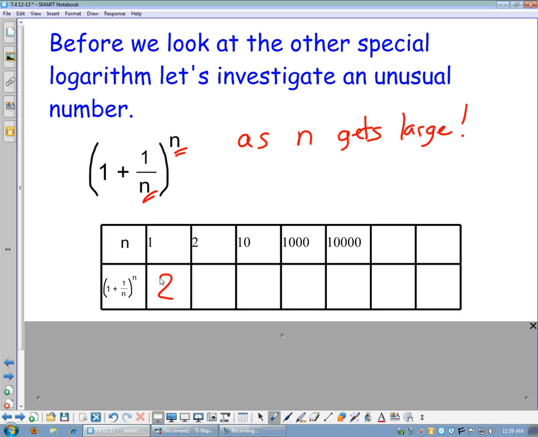All we did so far is we plugged in 1 for here and for here. So I did 1 plus 1 over 1 raised to the 1. Well, it makes sense. That's 1 plus 1 is 2. Raised to the first is 2.